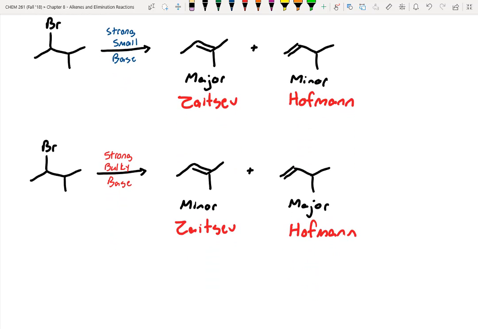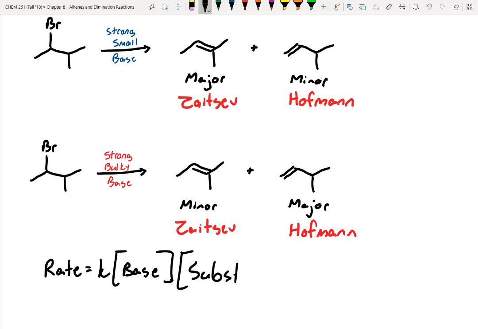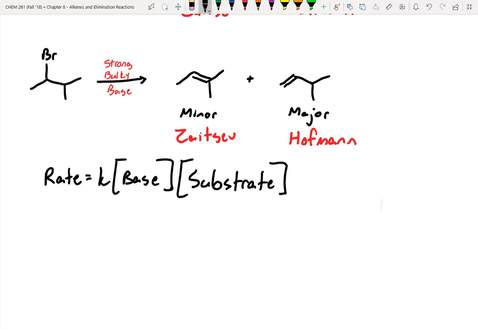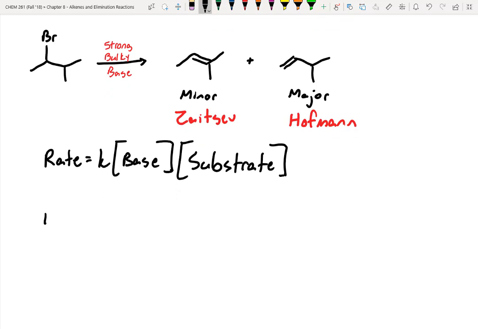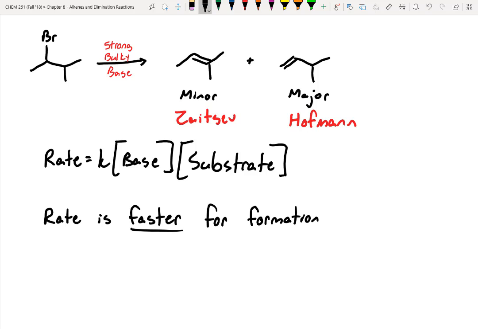In addition to this, we said that the rate for an E2 reaction is second order, where you have your base concentration times your substrate. And like we just said, the substrate has to be in the correct conformation in order for E2 chemistry to occur. All right? The other thing that we said is the rate is faster for formation of more substituted alkenes.